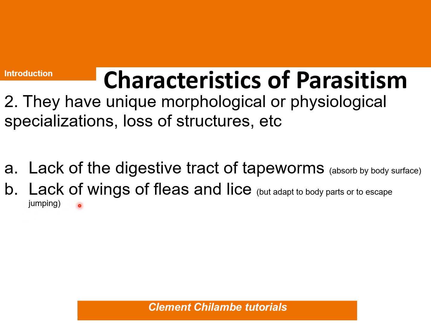A second example that we can give is that of lice or the fleas. These lack wings, but what do they do? They adapt to body parts or to escape by jumping. Yeah. So these are examples of the uniqueness of the parasites. That's number two.